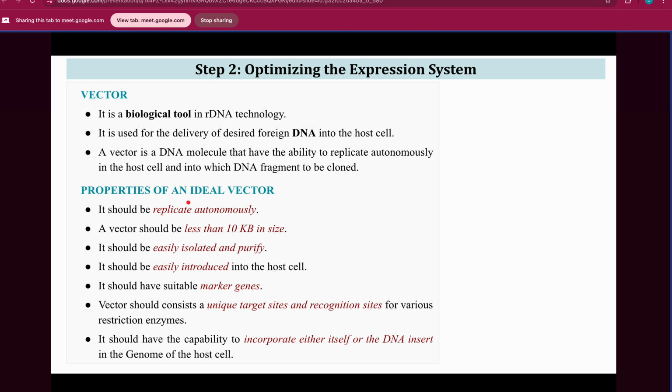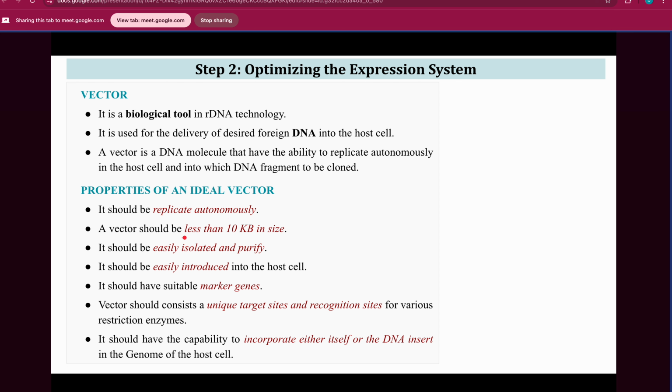Now there are certain properties of an ideal vector. One such property is that it should replicate autonomously, so that the gene of interest can also get doubled or tripled. That gene will also get replicated multiple times. We want to increase the number of copies of the gene of interest. So that's why one of the properties is that it should be able to replicate autonomously.